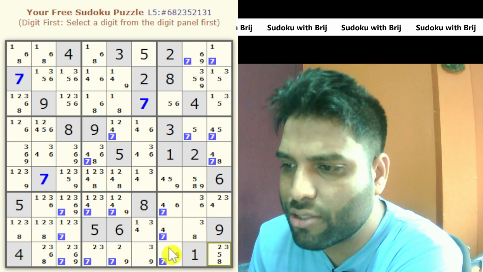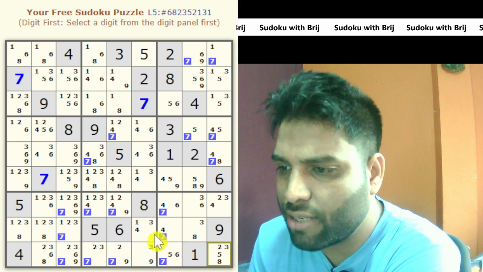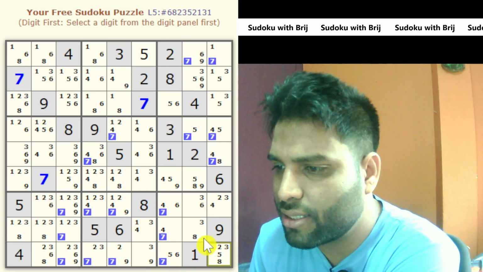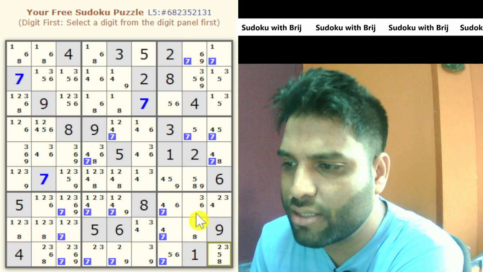Or you can also say box line reduction, 7 can only be in these 3 cells because there is no 7. So all the 7s can be removed from remaining cells of this.